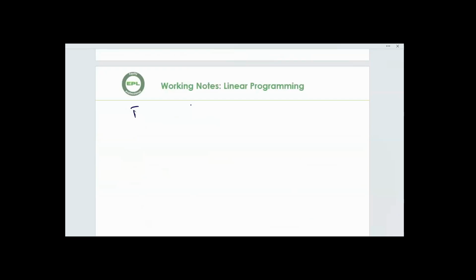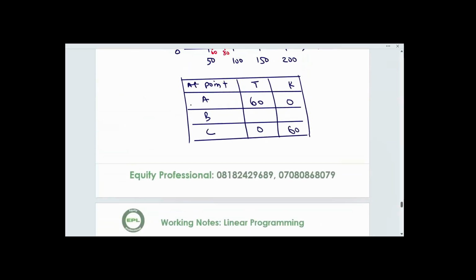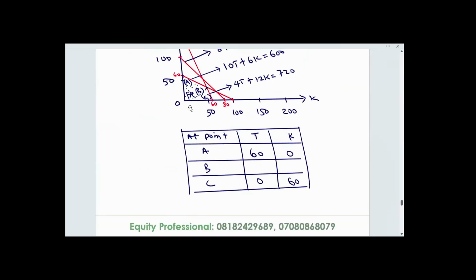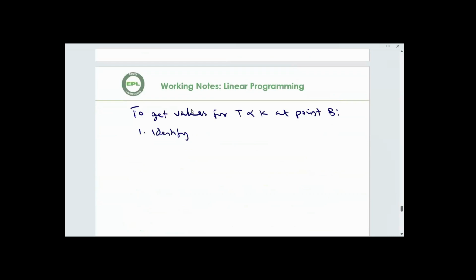So, to get values for T and K at point B, step 1, identify. On the day of your exam, there is no need for you to be doing all this story. You already know what to do. Just go straight to point B in your diagram, identify the two equations, and solve using simultaneous equations. That's all. For the purpose of this class, that's what I have to bring it down.